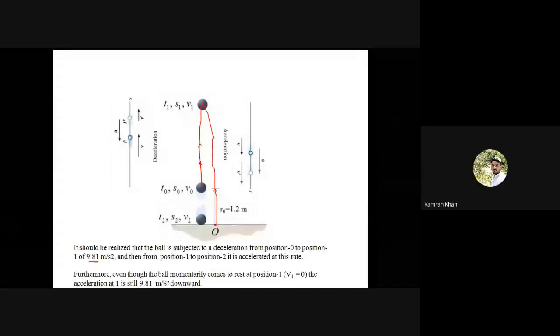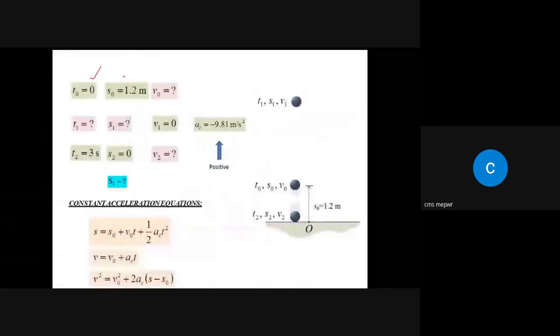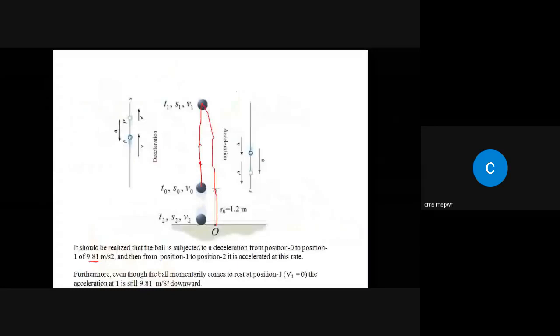Yes sir. Okay. So now let's write down the data. When T naught is equal to 0, S naught was 1.2, and we don't know about V naught. At state 1, T1 is not given. S1 we need to find out, but we know that V1 is equal to 0. At state 2, we are given the time and the position, but we don't know V2. And we have the acceleration due to gravity, which is minus 9.81 meter per second square.